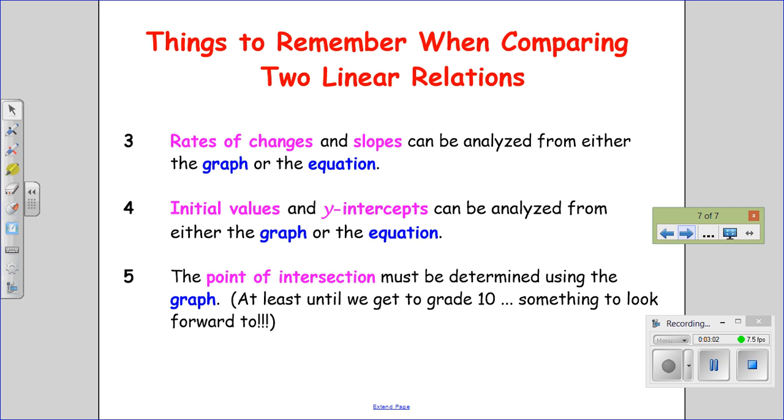Rates of change and slopes can be analyzed from either the graph or the equation. The initial values, or y-intercepts, can also be analyzed from either one of those. And the point of intersection must be determined using the graph, at least until we get to grade 10.